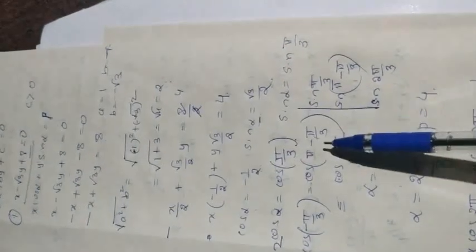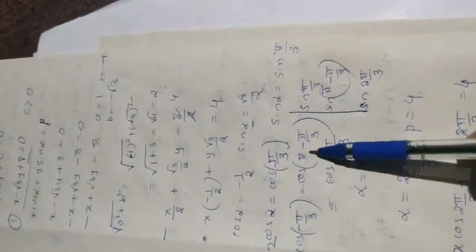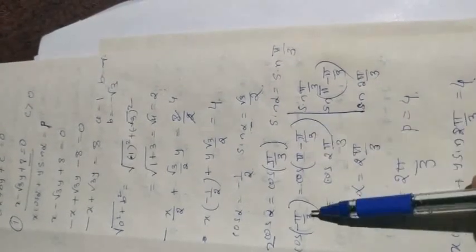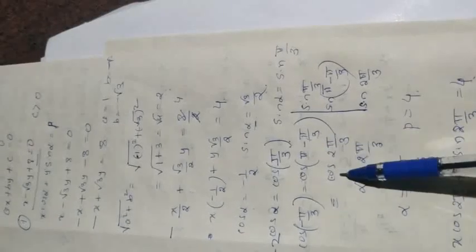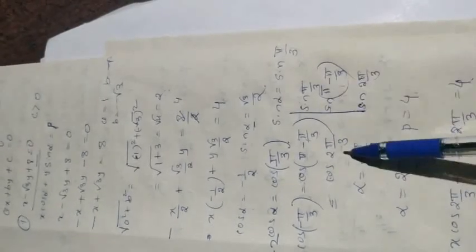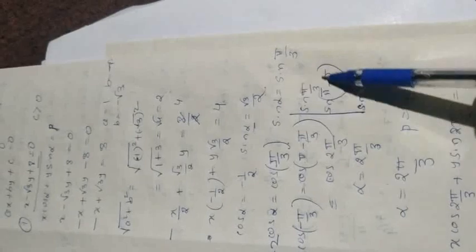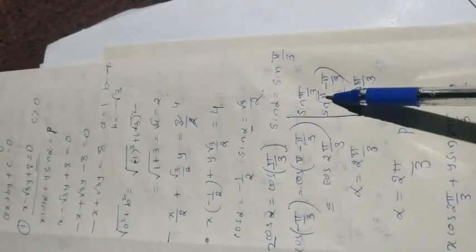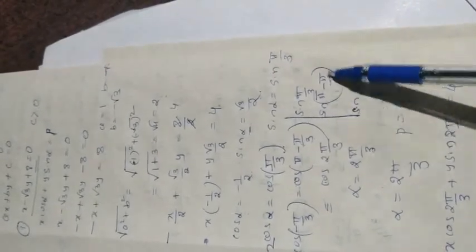So in the second quadrant, cos of 180 minus theta is minus cos theta. Then by taking the LCM, we get cos 2 pi by 3. Here also sine is positive in the second as well as the first quadrant. So in the second quadrant, pi minus pi by 3, again we get sin 2 pi by 3. Therefore alpha is common here, that is 2 pi by 3, and p is 4. Therefore x cos alpha plus y sin alpha is equal to p. That is the condition we get. We'll solve one more example next.